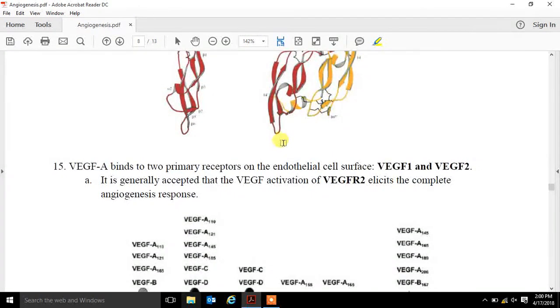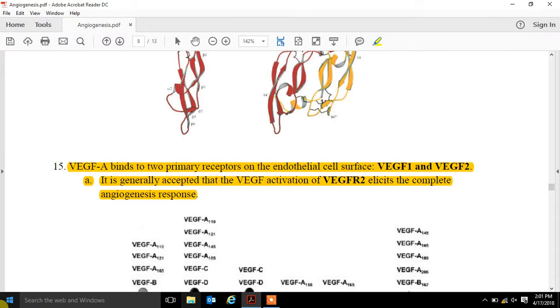All right, in point 15, there's a slight error here. This is VEGF-R1. So VEGF type A binds to two primary receptors on endothelial cells. The VEGF-R1 and VEGF-R2, which is just vascular endothelial growth factor receptor 1 and receptor 2. While it can bind to both, it's pretty well accepted that VEGF-R2, the receptor 2, elicits the complete angiogenesis response.